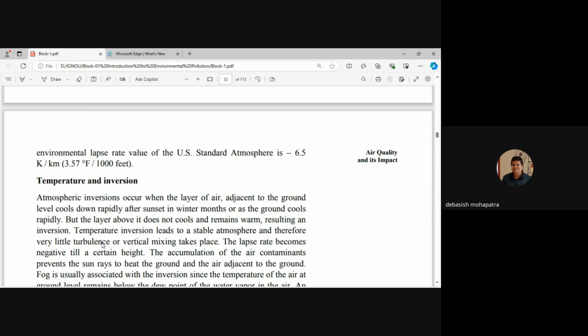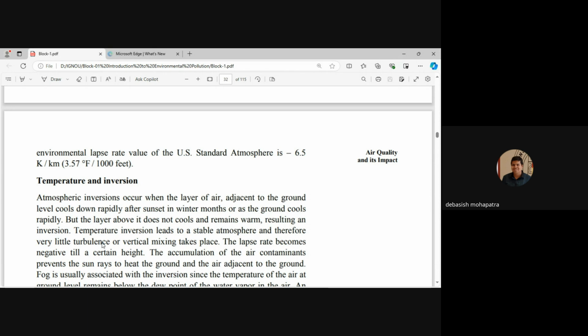Then temperature and inversion. Atmospheric inversion occurs when the layers of air adjacent to the ground level cool down rapidly after sunset in winter months, as the ground cools rapidly, but the layer above it does not cool and remains warm, resulting in inversion. That is why in winters you will see smog, because there is an inversion. The ground cools faster and the air near the ground also becomes cooler, but the air above it doesn't cool, due to which it is not able to move and it settles there.